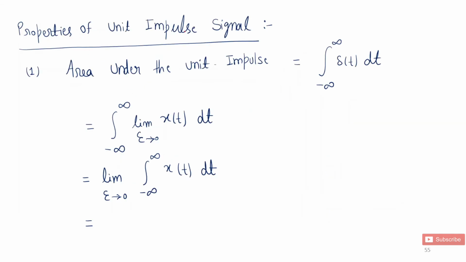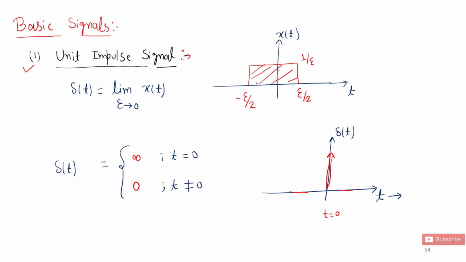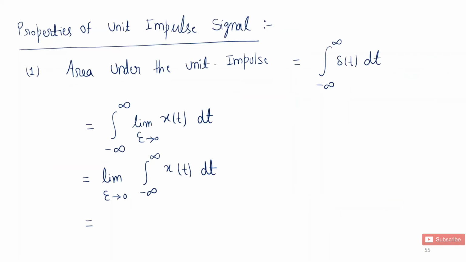So properties of unit impulse signals, number one, area under the unit impulse. The impulse signal is given to you, so what is the area under this impulse signal? How to calculate the area? Length times breadth. So this is epsilon by 2 plus epsilon by 2, so this is epsilon into 1 by epsilon. So the area is 1. Mathematically you can also write integral from minus infinity to infinity of delta t dt.